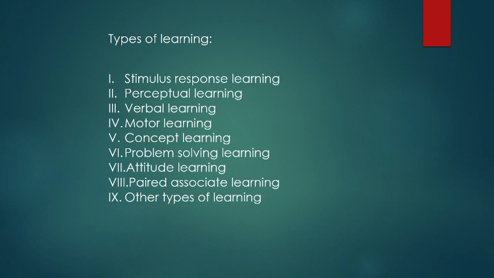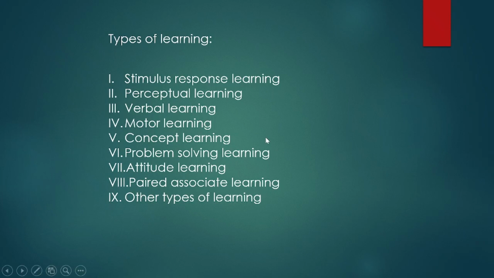Second type of learning is perceptual learning. In perceptual learning, the individual receives information from the sense organs and interprets it in the light of previous experience. Then third one, verbal learning. Verbal learning is mostly used in formal education. Like in our teaching itself, we use verbal signs, flowcharts, pictures, figures. For proper understanding of the students, we use verbal learning.